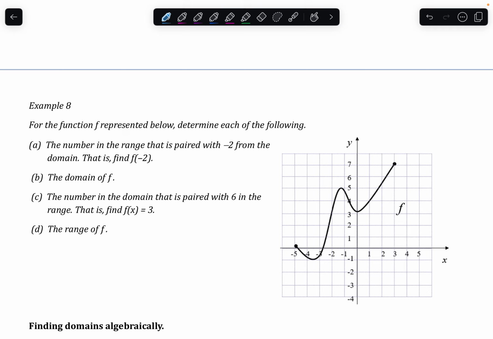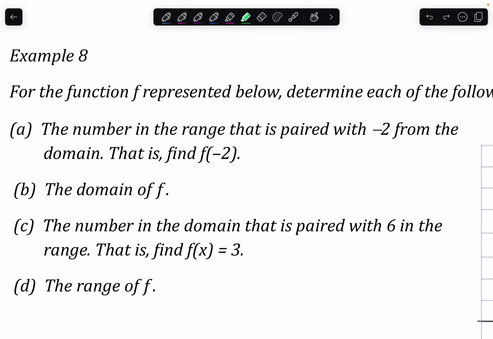Here, we still have the graph of a function. We know it's a function because 1, we're told here. 2, it's got that function label on the graph. It also passes the vertical line test. So we're asked a couple things. So let's see, the number in the range that is paired with -2 from the domain. So then it says that is find f of -2.